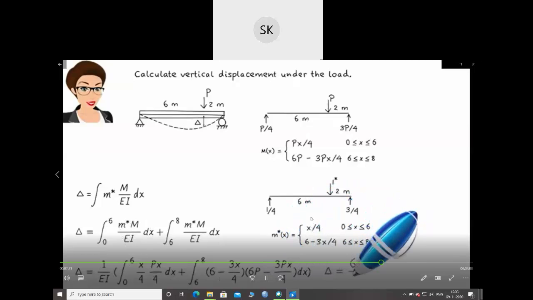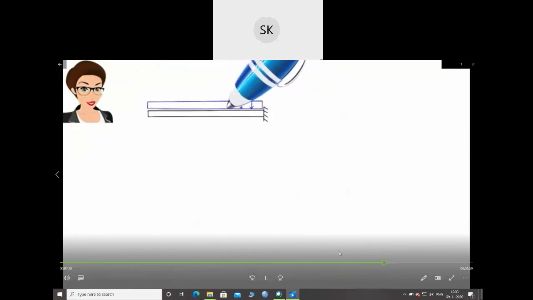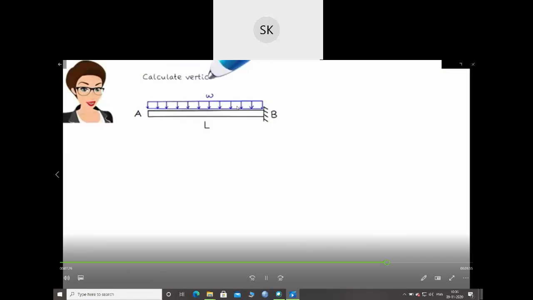Here's another example. A cantilever beam subjected to a uniformly distributed load. Now let's see the example of a cantilever beam with UDL. Let's calculate its vertical deflection at A. Assume constant EI.